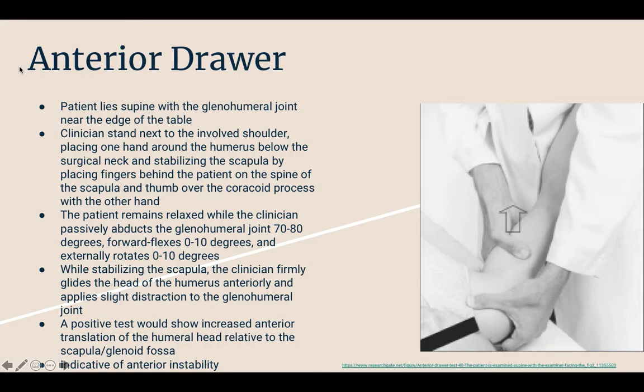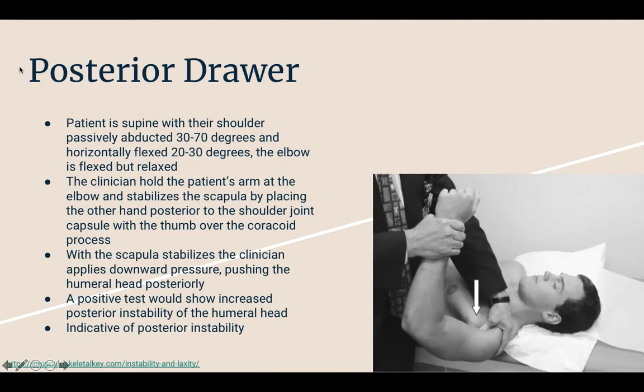The patient remains relaxed while the clinician passively abducts the glenohumeral joint 70 to 80 degrees, forward flexes 0 to 10 degrees, and externally rotates 0 to 10 degrees. While stabilizing the scapula, the clinician firmly glides the head of the humerus anteriorly and applies a slight distraction to the glenohumeral joint. A positive test shows increased anterior translation of the humeral head relative to the scapula and glenoid fossa, and this is indicative of anterior instability.